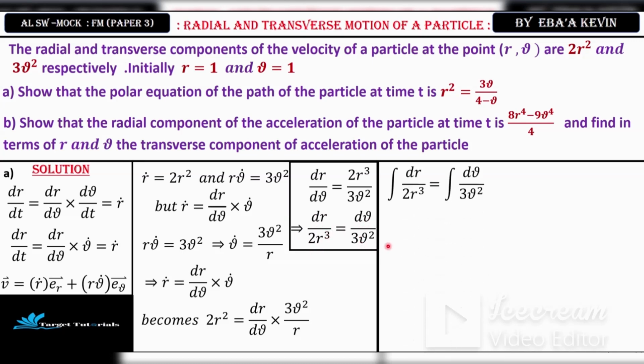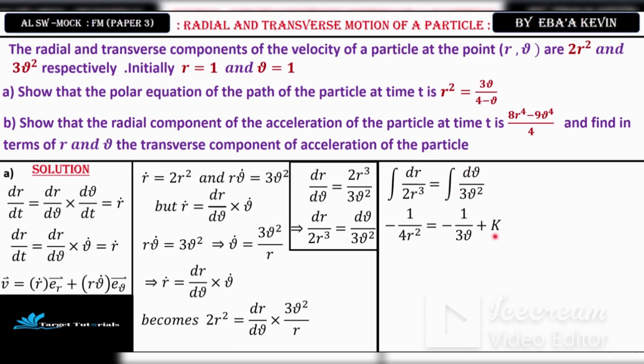If we integrate both sides, we obtain the integral of r divided by 2r cubed equals the integral of theta divided by 3 theta squared. Integrating that, we obtain negative 1 divided by 4r squared on the left hand side, equals negative 1 divided by 3 theta on the right hand side, plus the constant of integration.